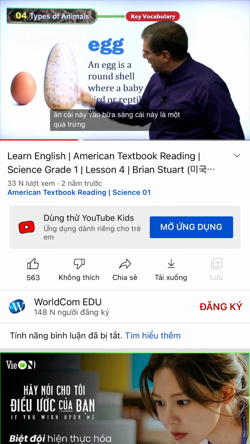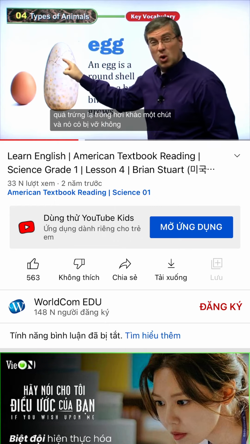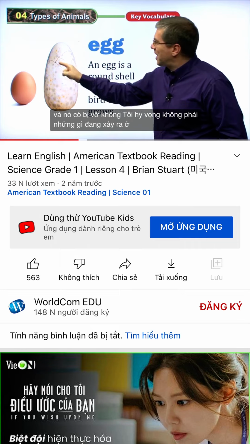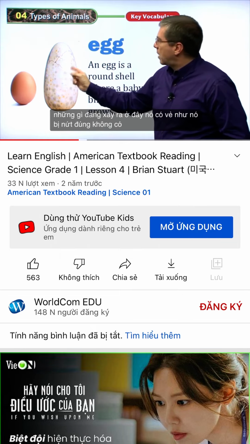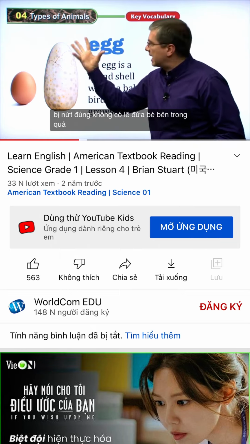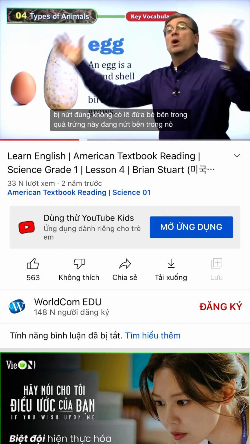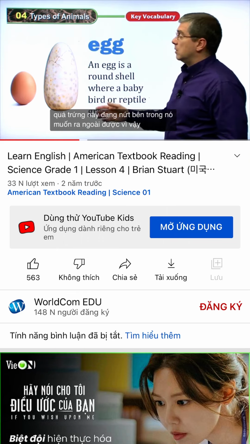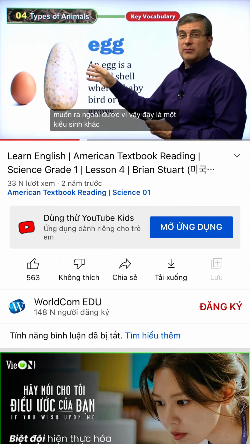This one is a strange egg, looks a little bit different. And is it broken? I hope not. What's going on here? It looks like it's cracked, right? Probably the baby inside this egg is cracking the inside. It wants to come out, okay? So this is a different style of birth.